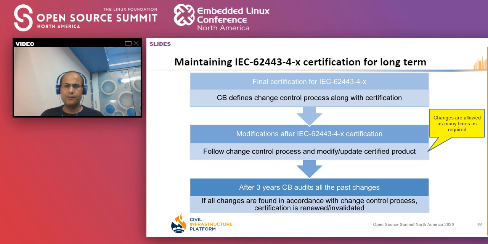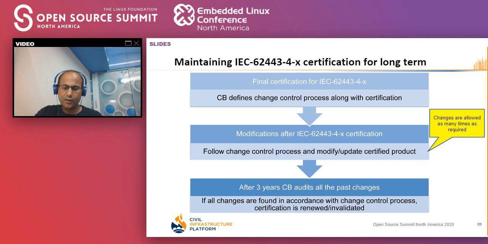So usually there is always a question like, once any product is certified by IEC, then how is it maintained and what is its validity. So this slide explains about it. Once the certification or assessment is completed, the certification body defines a change control process which has to be followed for any kind of changes. And once the change control process is followed for all the modifications, and the changes are limited in nature, then it can be maintained.